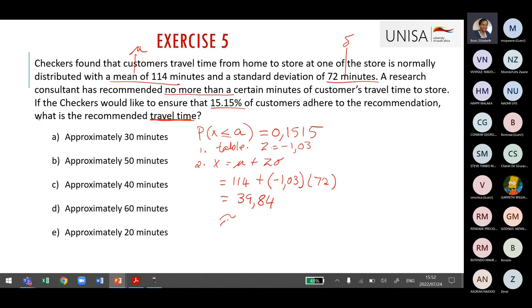And how do we approximate this? What is the approximate amount? Approximately 40 minutes. And the answer will be C. Easy, right? Yes, that's good. Good, good.